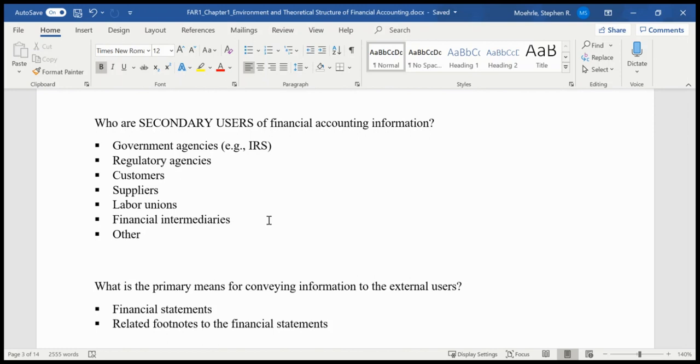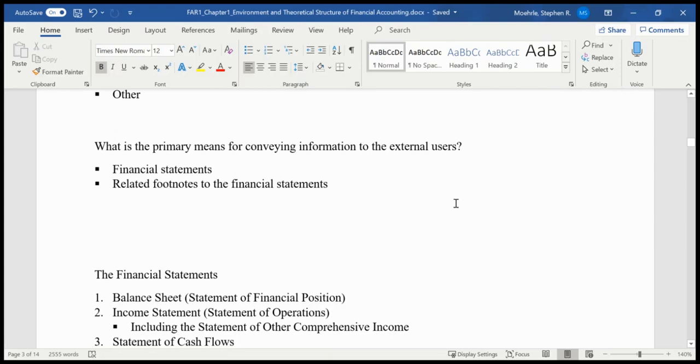If you're wondering why, for example, suppliers might use the financial accounting information of a company, most of these companies operate under just-in-time inventory. So suppliers must know, if you're the provider of their inputs for their manufacturing, that you're going to be solvent, you're going to be in business. And so they look at the financial information to get comfortable with the company as a supplying partner.